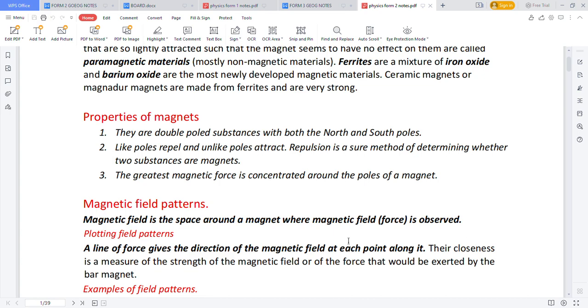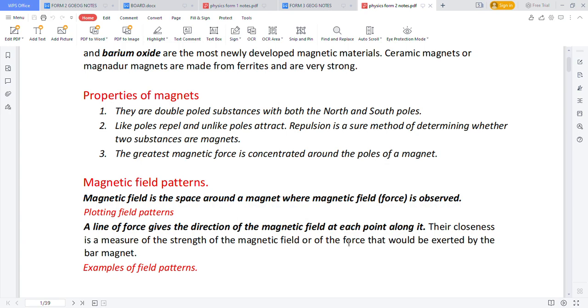Like poles repel and unlike poles attract. Repulsion is a sure method of determining whether two substances are magnets. So in exam you'll be told, what is the surest test for polarity? We have said it is repulsion. Why? It only happens between like poles.